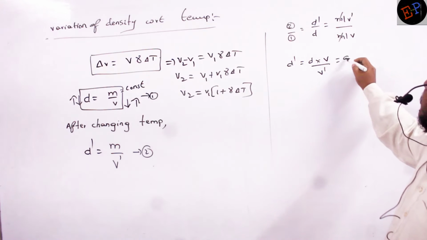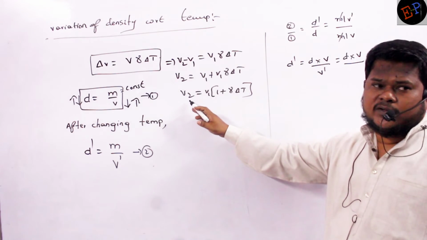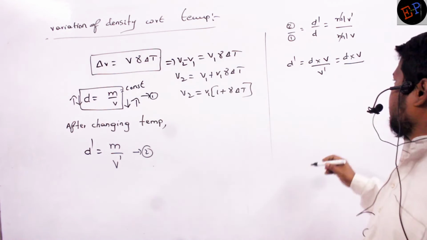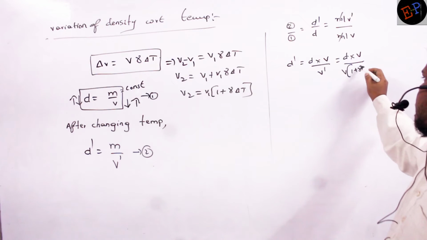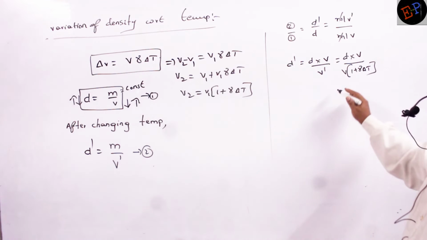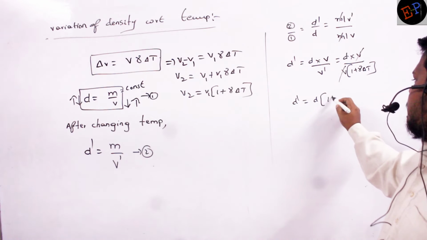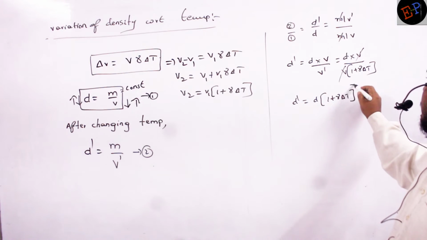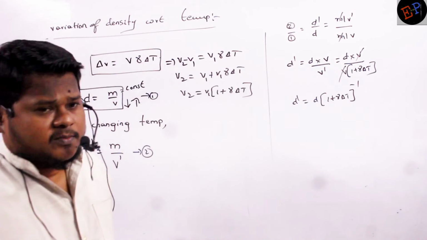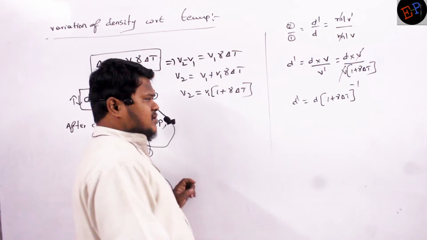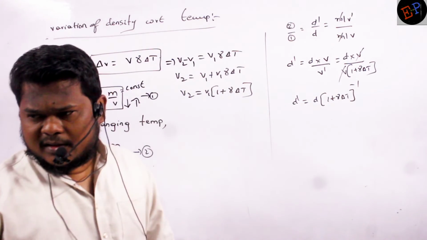So D multiplied by V divided by the final volume. V dash is nothing but the final volume. How can I write the final volume? I can write V multiplied by 1 plus gamma delta T. So the initial volume gets cancelled. So D dash is equal to D into (1 plus gamma delta T) power minus 1. Now again I will expand this according to the binomial theorem. As we already discussed, the minus 1 becomes the coefficient of gamma delta T, and the remaining terms we will neglect.